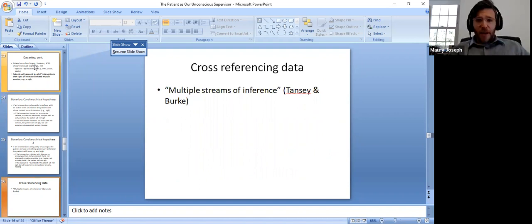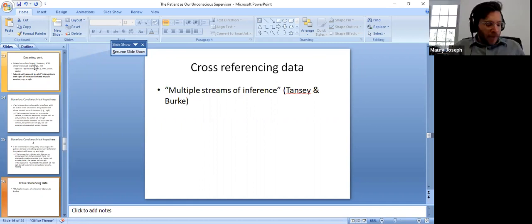So now we have two streams of data we can be collecting about response to intervention. We're looking at striated muscle tension, sighing respirations, gross motor movements, wringing of the hands, and we're looking at the latent content, the non-conscious or the narratives the patient offers from which we can infer through our sort of interpretive efforts what their responses have been to our intervention. And we then have the opportunity to cross-reference those data points using what Tansey and Burke recommended in their book on countertransference, using multiple streams of inference, right?